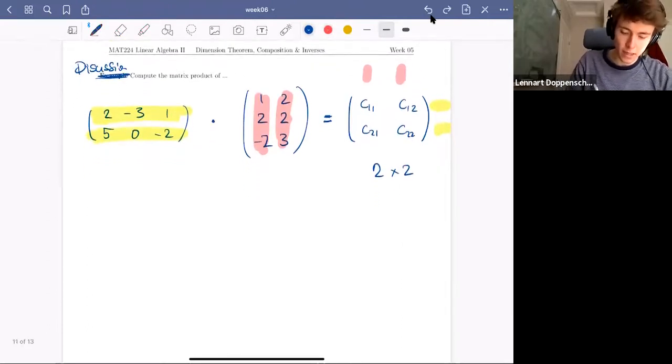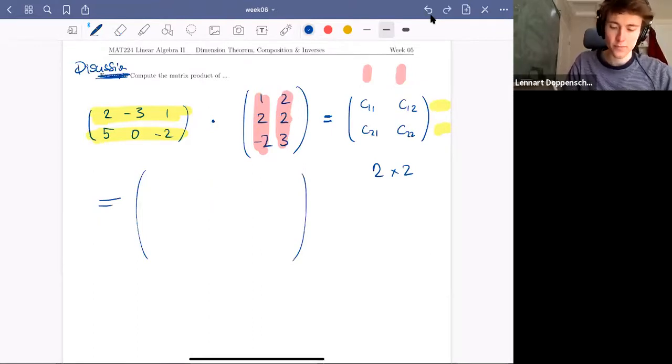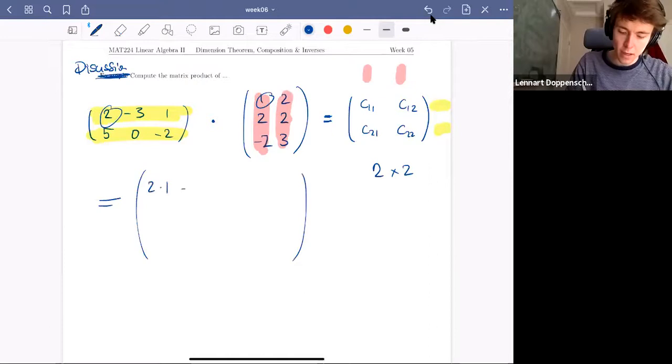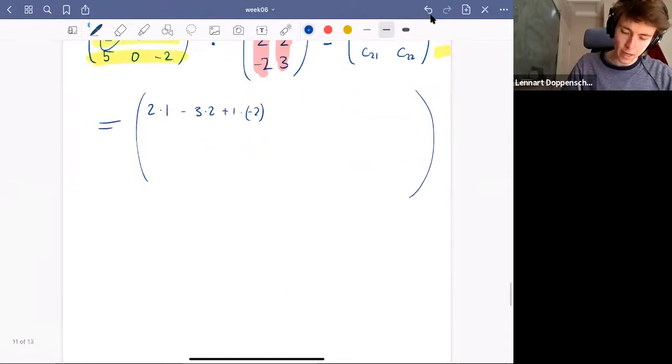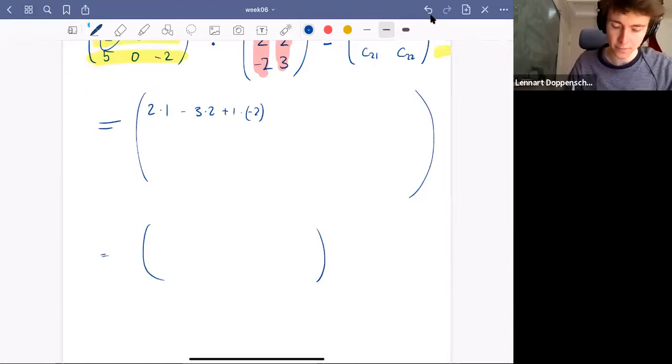And then I told you that C11. Okay, let me just write a bigger matrix. To compute C11 in the top left here, what we do is we multiply just this number with this number, so it's 2 times 1. Then we have -3 times 2 plus 1 times -2. This is going to be 2 minus 6 minus 2, so it's going to be -6.